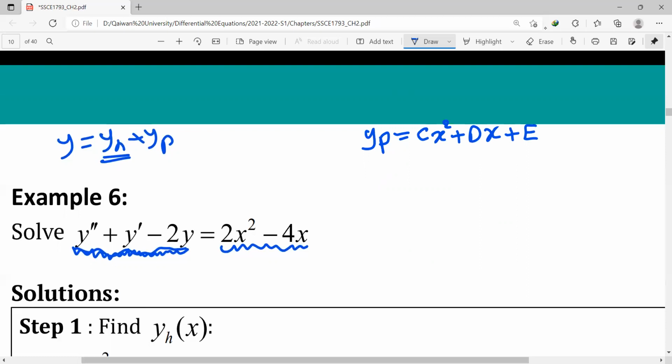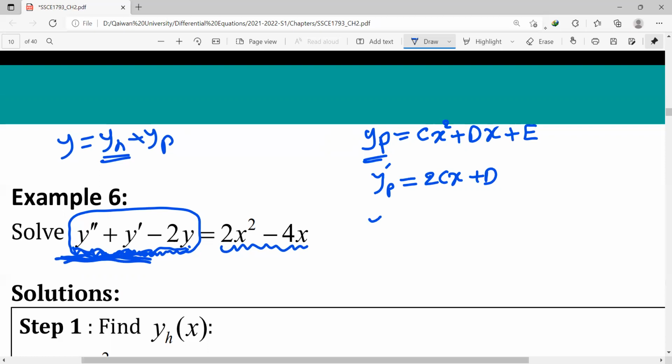How? In the equation, we have y double prime, y prime, and y. This is y. How about y prime? We should find the derivatives of yp. Y prime of p equals the derivative of this function, which equals 2cx plus d. And then y double prime of p equals 2c.